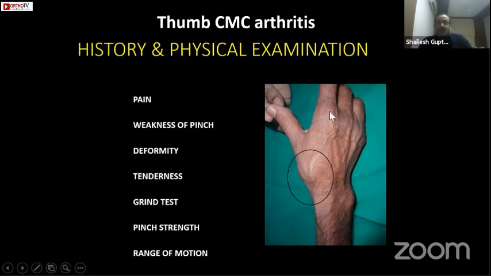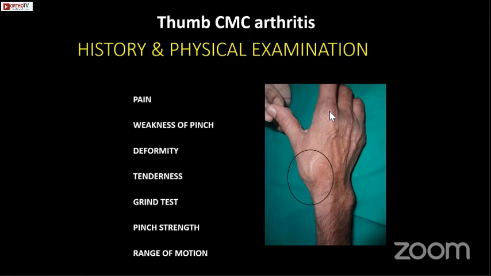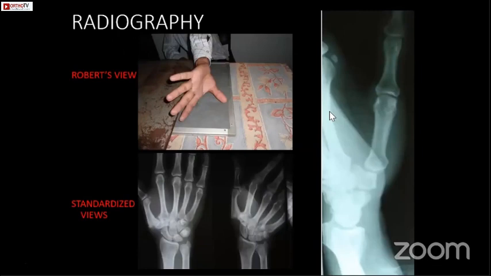So how do you manage this type of patients? The most important thing, along with the clinical symptomatology and way of presentation, to diagnose what is going on is the radiology. As Vipin has pointed out the importance of the various views, here the Roberts view is very, very important. When you do a hyperpronation view, you can see the CMC joint very nicely over here.